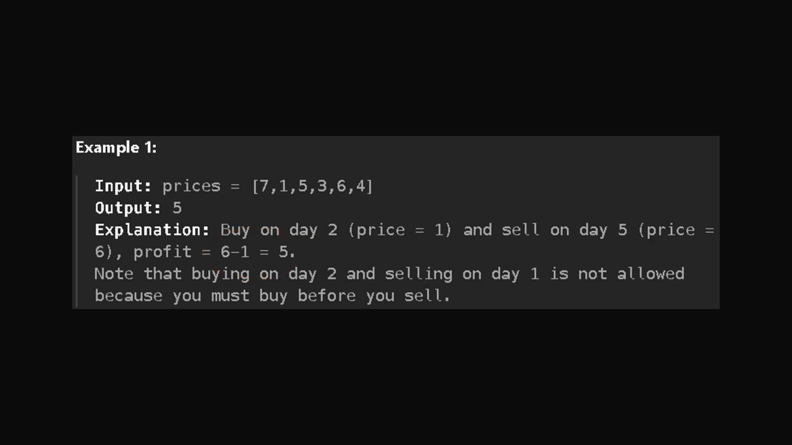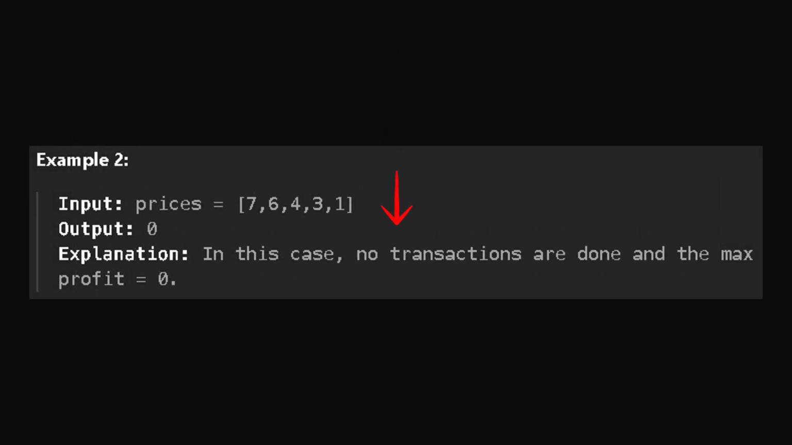Just a quick note, in plain English, people say buy on day 2 and sell on day 5, but in code, indexing starts at 0, so when I say day 1, I mean index 1 in the array. If the prices go down every day like this, there's no chance to make a profit, so we return 0.